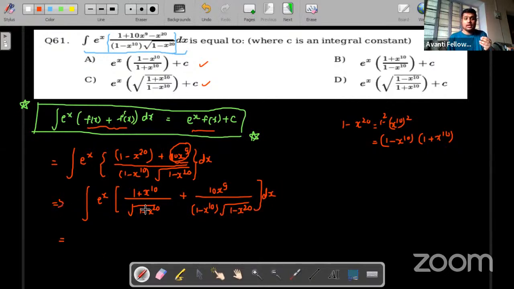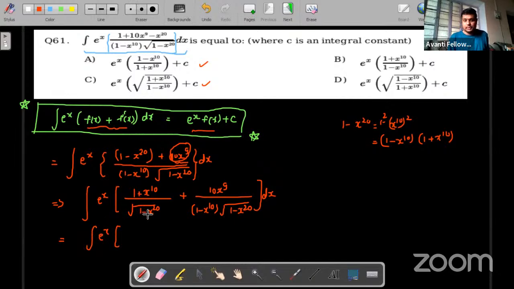Now I have to make this function as f(x) and try to convert this into f'(x), so that my answer will be e to the power x into f(x). This is the funda. Okay. So what I'll write, e to the power x.